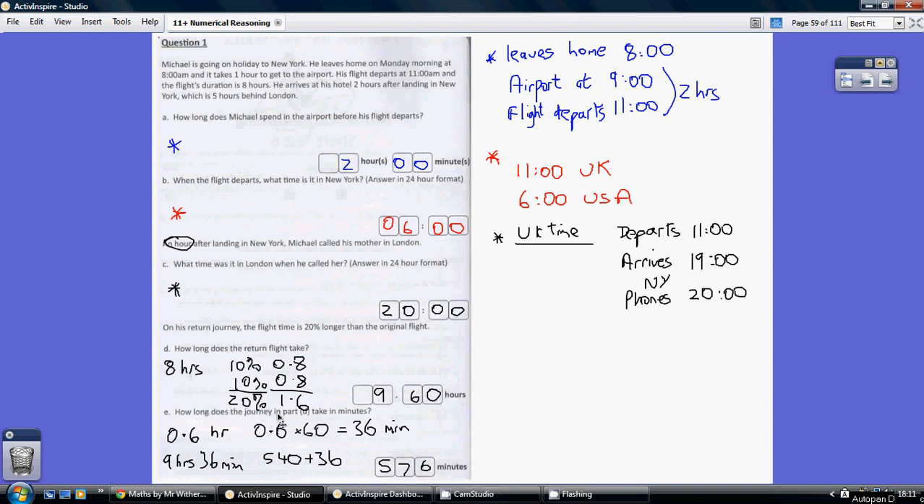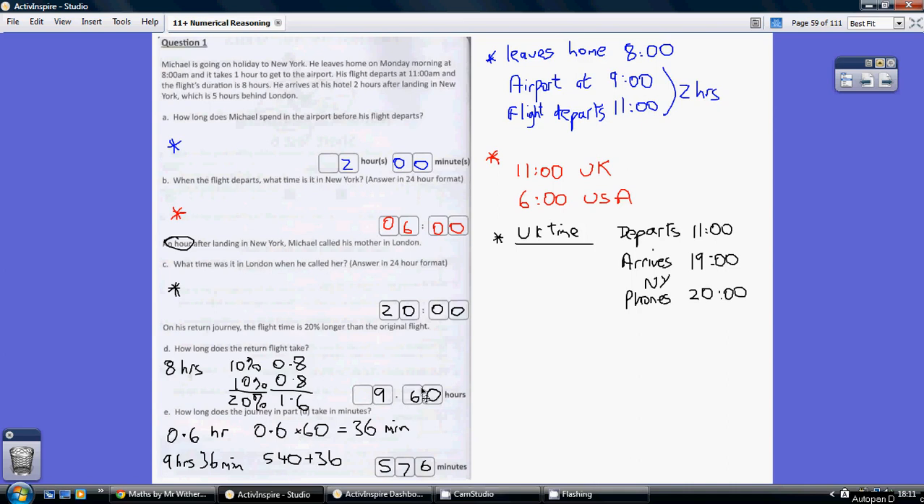How long does the journey in part D take in minutes? Well, it's 9.6 hours, so bit by bit. So 9 hours, well, 60 minutes in an hour, 9 6s are 54. So that's 540. 9 times 60 is 540. So that's the 9 hours.